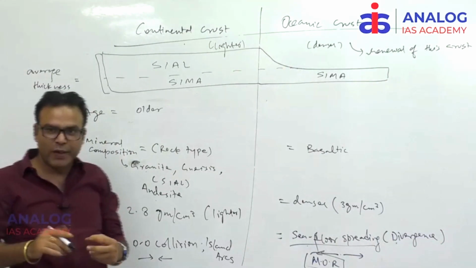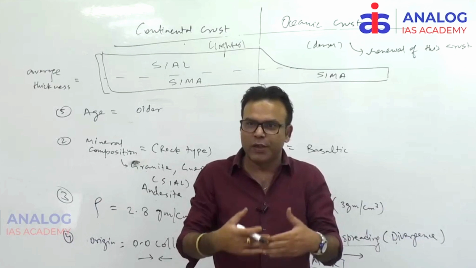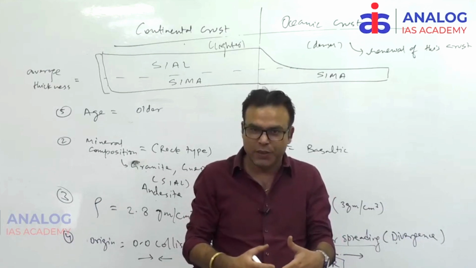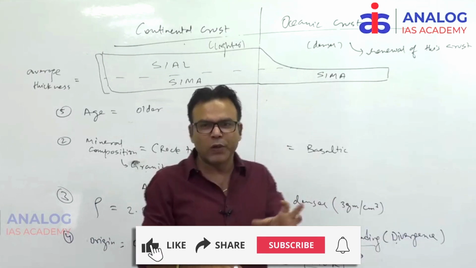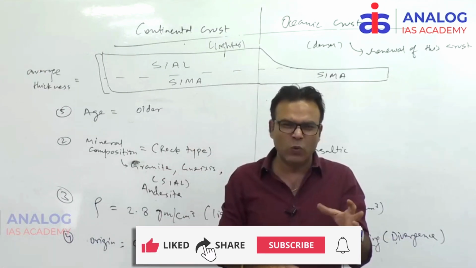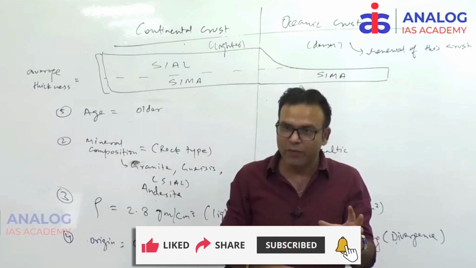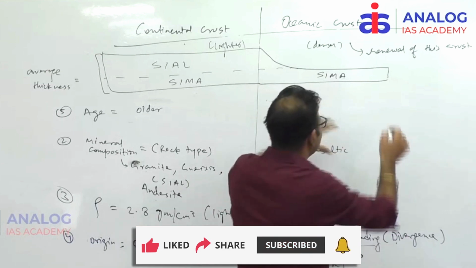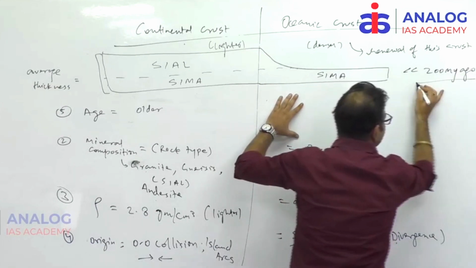Even if you try to find out the age of the rocks by uranium dating or other dating methods, you will not find any oceanic crust older than, I think, 260 or 280 million years. The average is 162 million, so on average I am taking less than 200 million years.